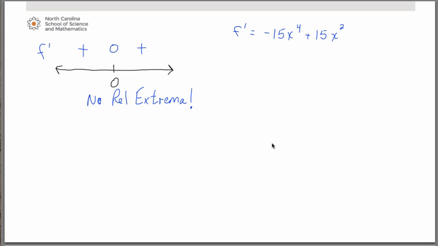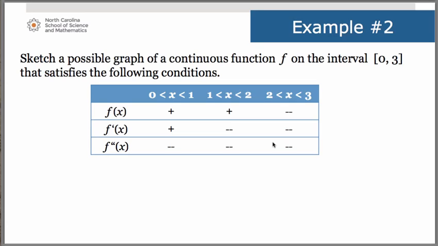So really all we have are the relative maximum that was at x equals 1 and the relative minimum that was at x equals negative 1. Let's take a look at a different kind of problem in which you're going to have to draw a possible graph of what a function f could look like given certain conditions.